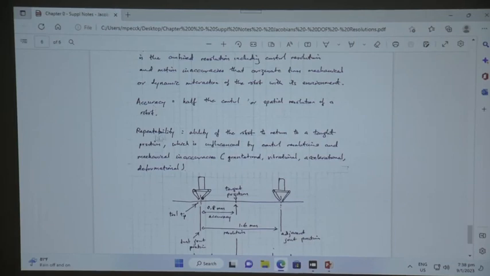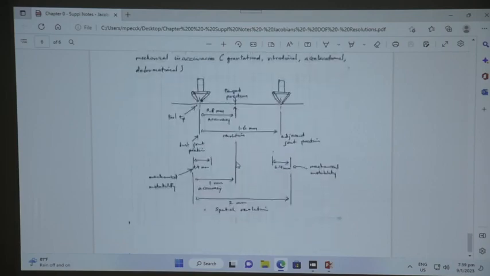And then you have the repeatability. Repeatability is defined as the ability of the robot to return to its taught position. So you teach a robot to always position the pen onto a single point, and how good the robot is at returning to this taught position will be your repeatability. Your repeatability will be influenced by your control resolution as well as your mechanical inaccuracy.